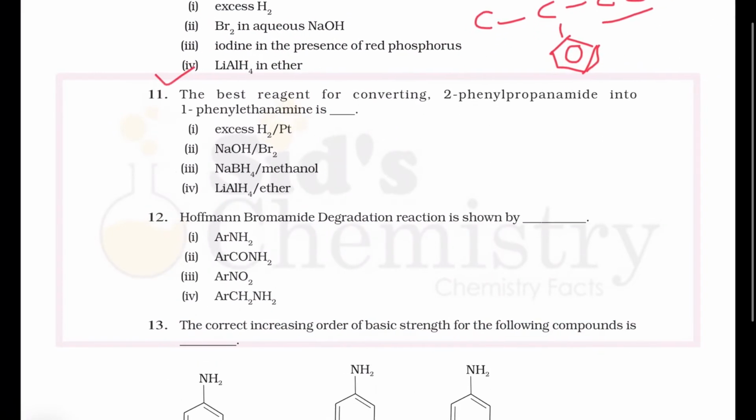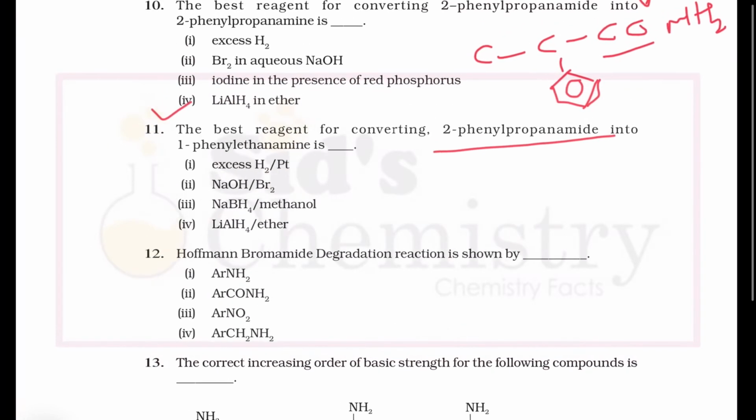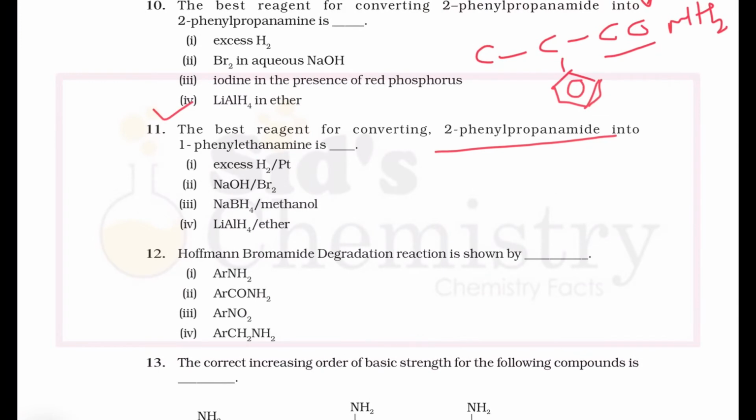Now coming to question number 11, the best reagent for converting 2-phenyl propanamide into 1-phenyl ethanamine. Dear friends, in this question we have to remove this CONH2 group, and then it will be converted to 1-phenyl ethanamine.